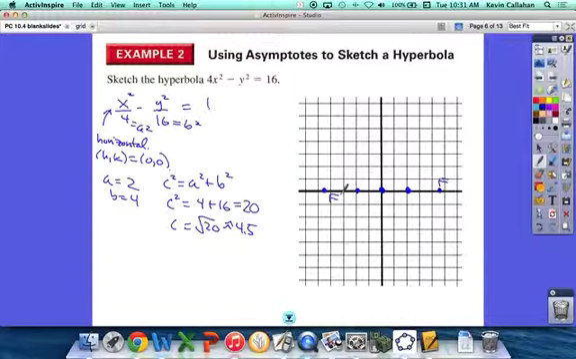And now we need to use the B. This is the first time we've seen this. So B is 4. If A is from the center to the vertex, B is the perpendicular distance, just like it was in an ellipse. You're going to go up 4 and down 4.